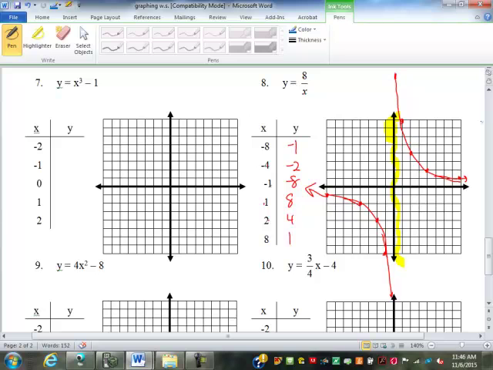So anyway, number 7, I'm just going to go ahead and we'll do it. Number 7 will look something like this.